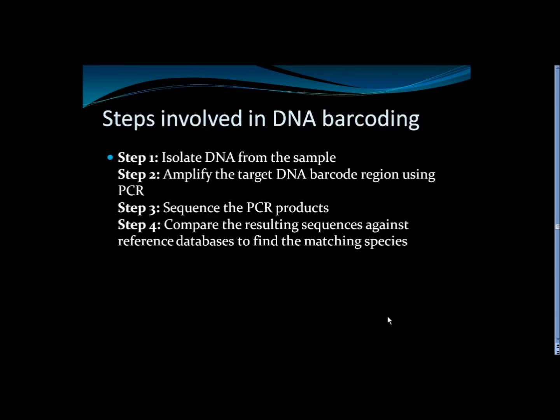Steps involved in DNA barcoding. First, the DNA from the sample should be isolated. It is amplified for the target DNA barcode region using PCR. The PCR products are then sequenced. Then the results are compared with the reference databases already present in the DNA barcode libraries.